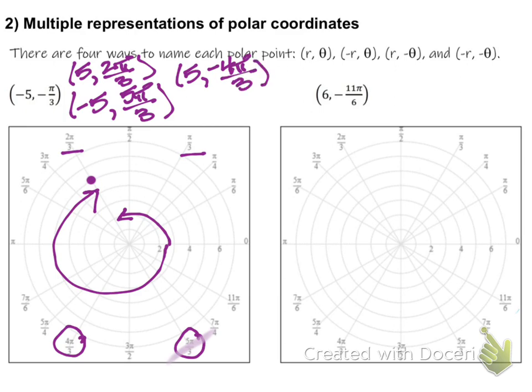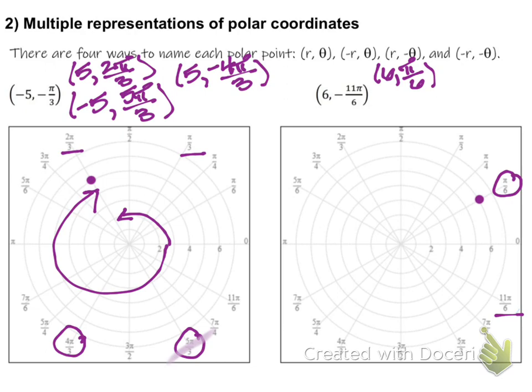Let's look at this next one here. Same thing, I need to find negative 11 pi over 6. So here's positive 11 pi over 6, so this must be negative 11 pi over 6. And we're going 6 units positively. So right away, I see that I could also write that as 6, pi over 6.